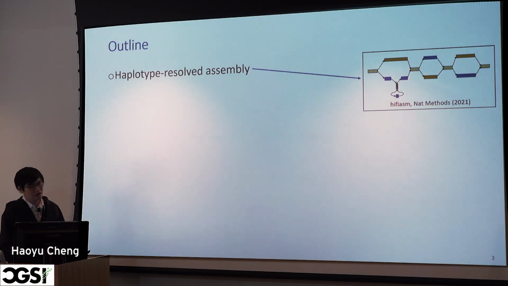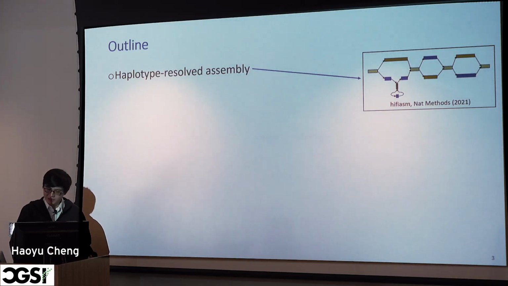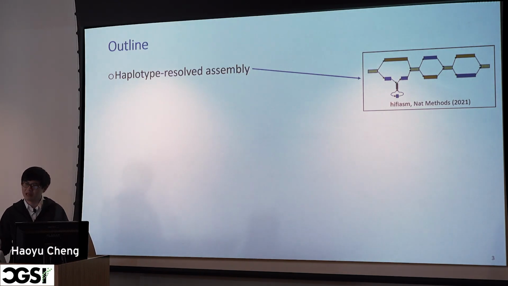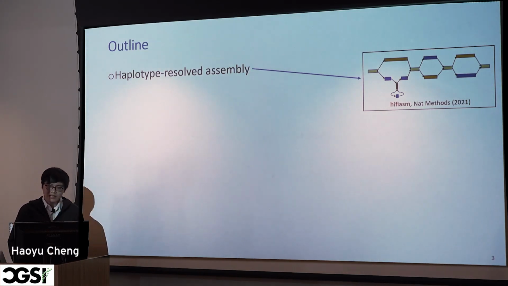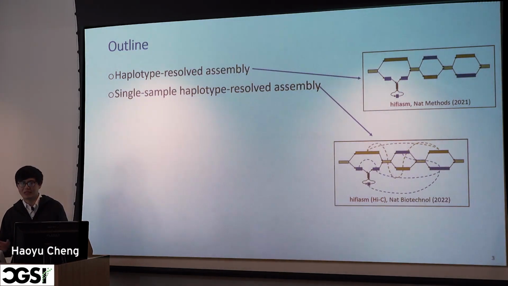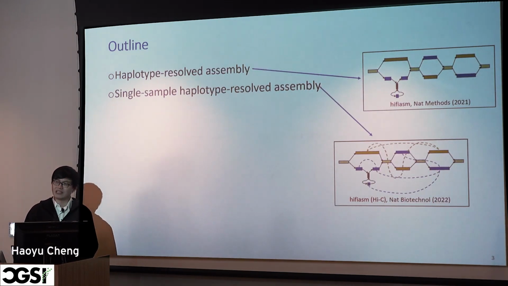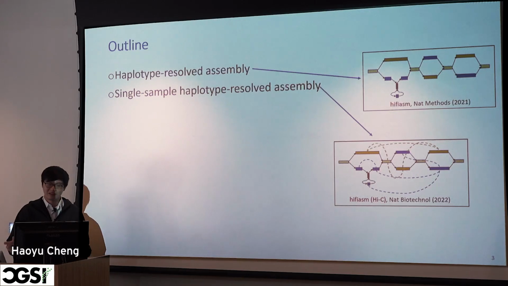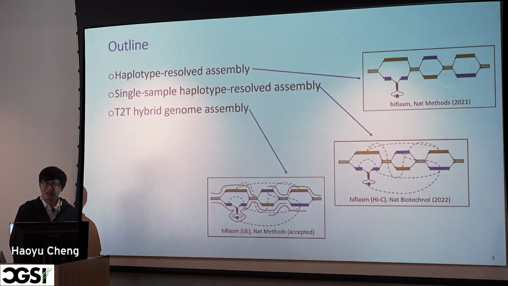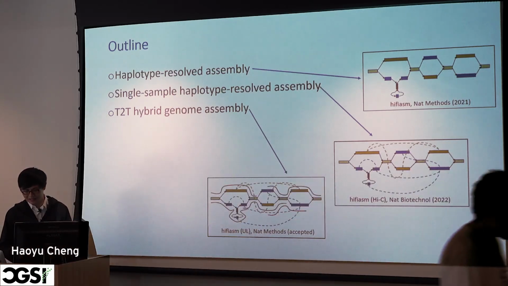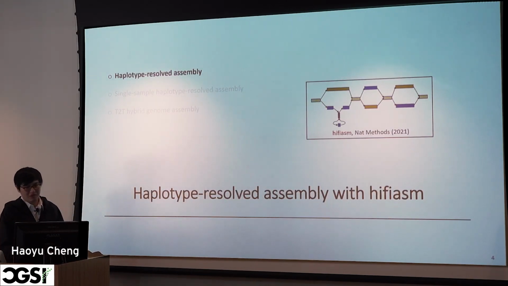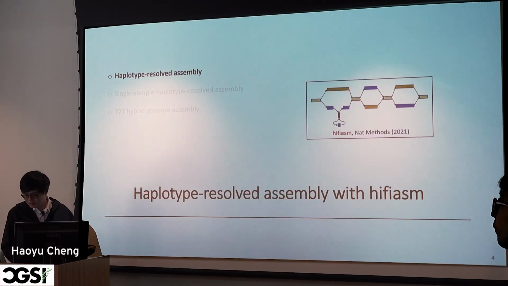First, I will talk about how we achieve haplotype-resolved genome assembly, which means the assembly algorithm could reconstruct both haplotypes instead of only one. And then I will talk about how we achieve single-sample haplotype-resolved genome assembly. The single sample here just means that we do not need data from other samples, we do not need the data from the father and mother. And then I will talk about how we achieve telomere-to-telomere hybrid genome assembly. Telomere-to-telomere is the ultimate goal for de novo genome assembly, where we reconstruct the entire chromosome without any gaps. So let's first have a look at how we achieve haplotype-resolved genome assembly with hifiasm.